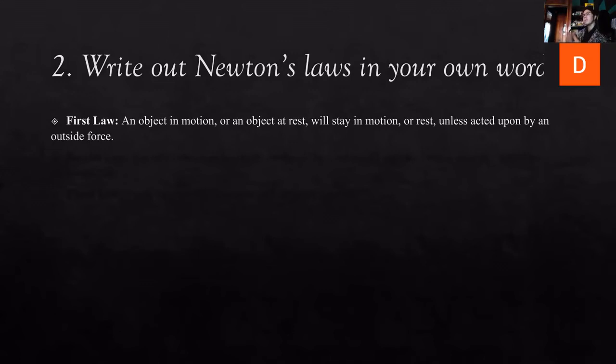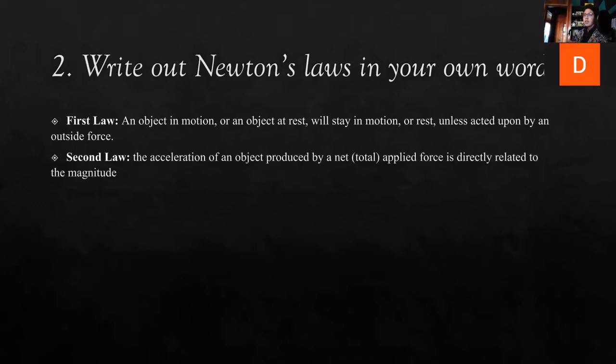You'll see this with your car too. If you just let your car drift, friction and air resistance will cause it to slow down. All right, a second law is the acceleration of an object produced by a net or a total applied force is directly related to the magnitude. We typically see this in force equals mass times acceleration.